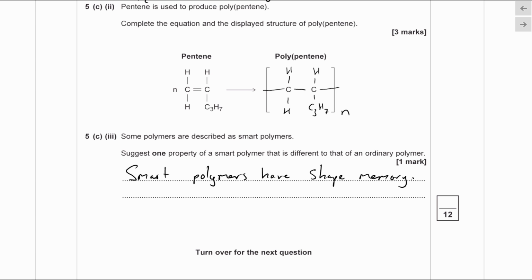All right, normal polymers don't, and smart polymers do. So that is the difference. Okay, moving on.